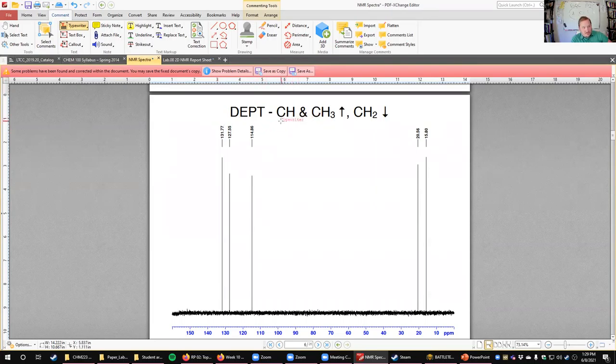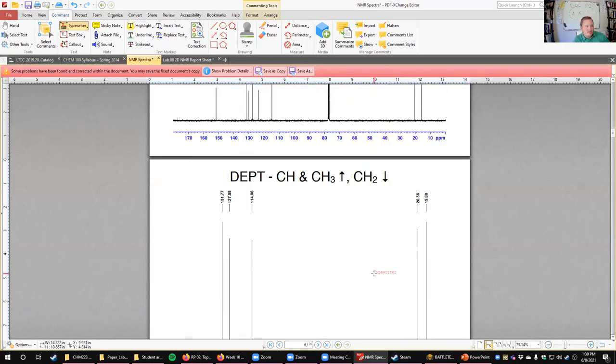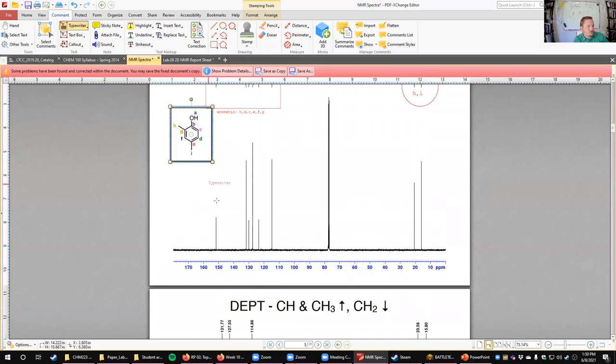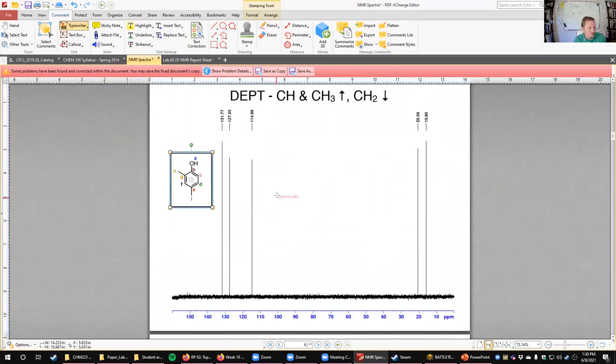And then the DEPT part, remember that that one has a nice little label on the title at the top. It tells us which of the carbons have one hydrogen or three hydrogens, which means that their peaks go upward or positive. And if it's two hydrogens, they go downward. And if there's no hydrogens, they don't show up at all.